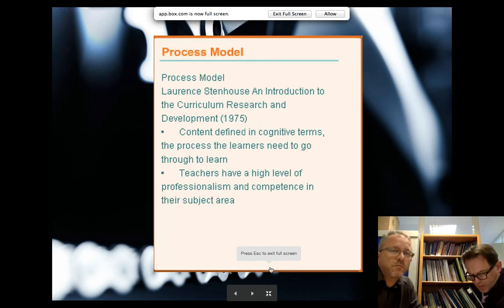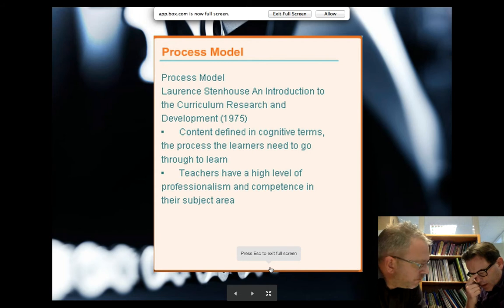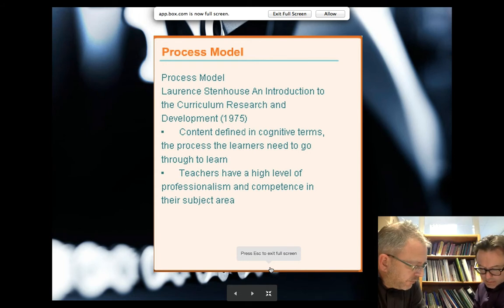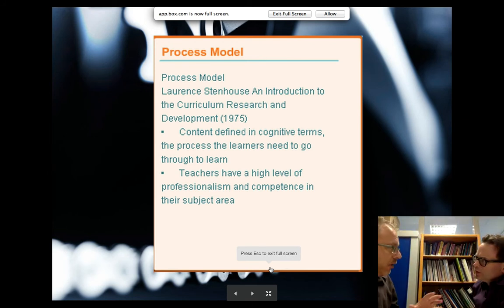Okay. The process model. Now, again, from the title, to me, that would suggest that one is more interested in the way things are being learned, or why something is being learned, the point of it. It brings to mind people like Vygotsky, scaffolding. Very, very good. Yes, absolutely. Scaffolding is a key word here.